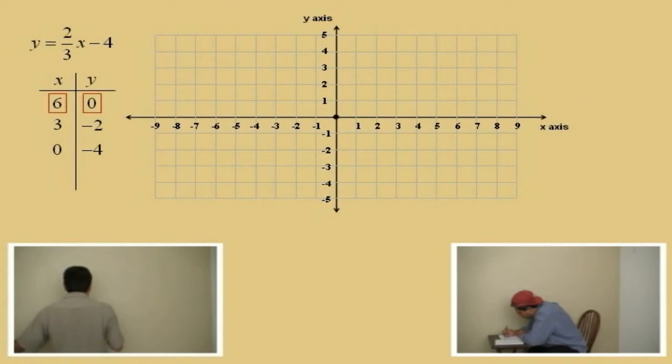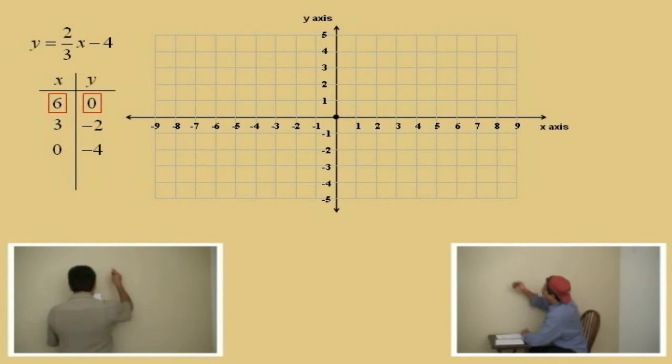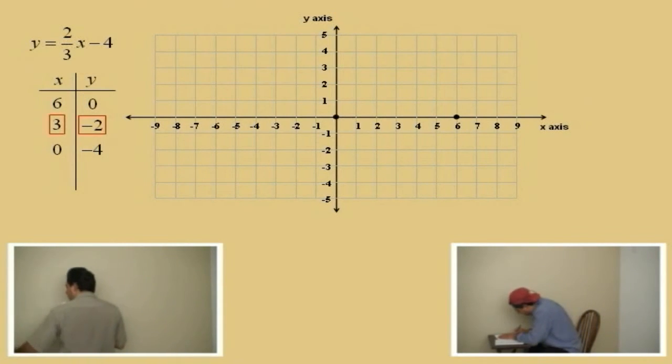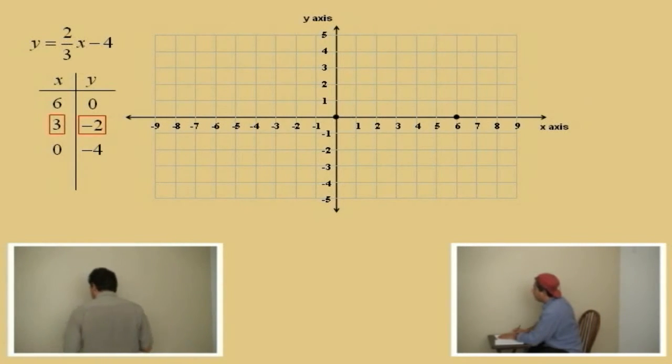So, okay, Charlie, we're going to plot 6, 0. What happens now? How do we plot that one? Start at the origin and move which way? Right. To the right 6 times. There it goes. Okay. Let's go to our next ordered pair.